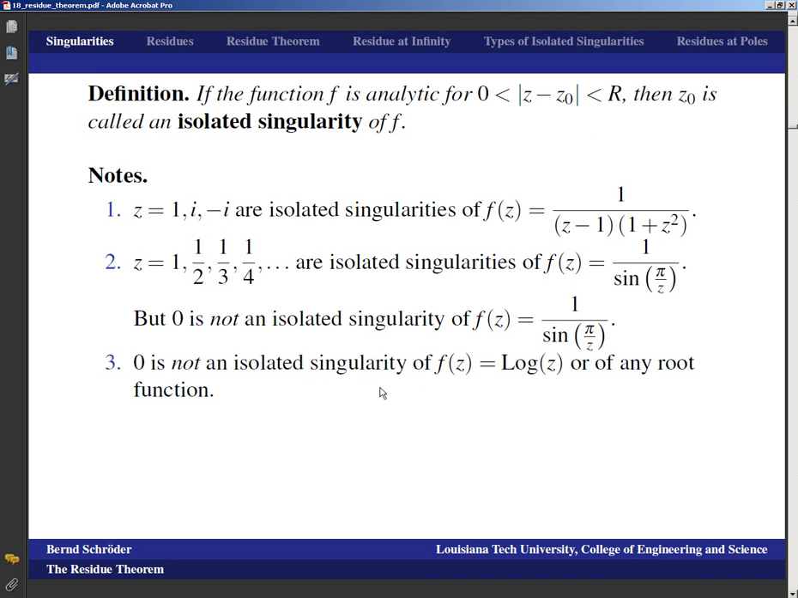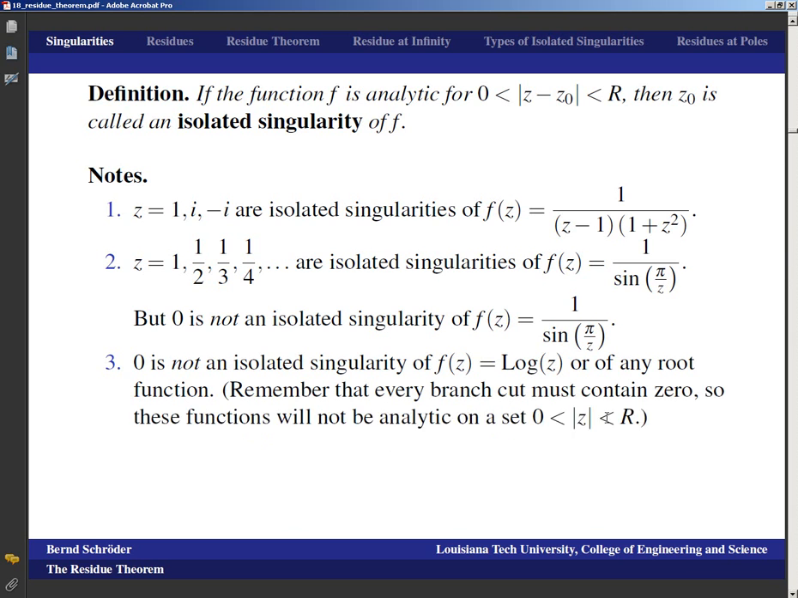0 is not an isolated singularity of the logarithm function or of any root function. That sounds very tempting, but remember that every branch cut of the logarithm, and therefore of the root function, must contain the origin, and that means that these functions will not be analytic on a deleted neighborhood of 0, because that branch cut will always take the annulus or the punctured disk and actually cut it open.